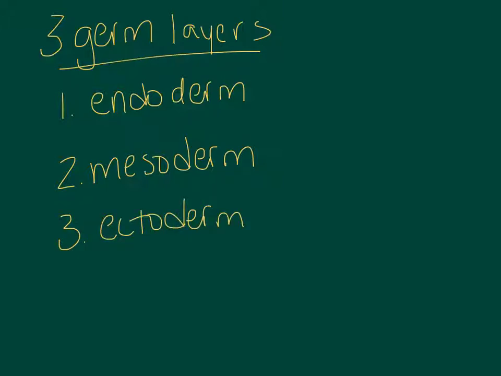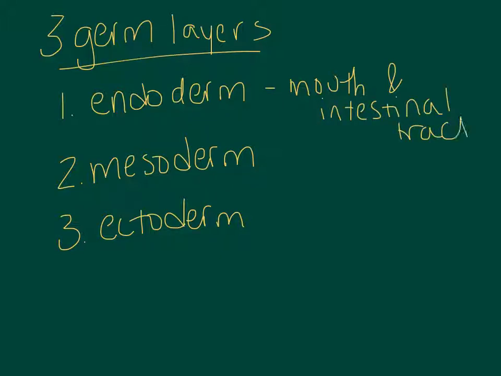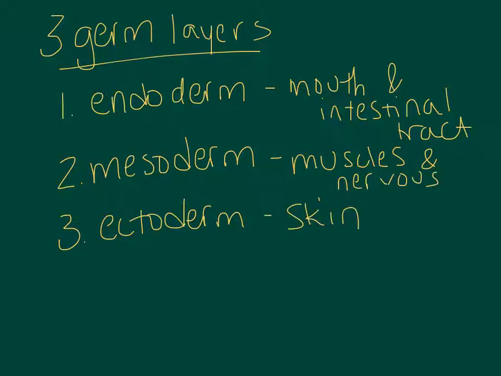So what do these things become? Your endoderm is going to be part of your mouth and your intestinal tract, so basically everything inside you. Your mesoderm is going to be your muscles and your nervous system. And your ectoderm is going to be stuff on the outside of your body, such as your skin. So that comes from being a blastula. There's a step called gastrulation that makes this. So this is developed by gastrulation.